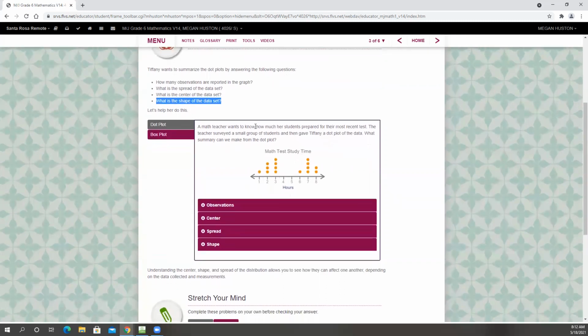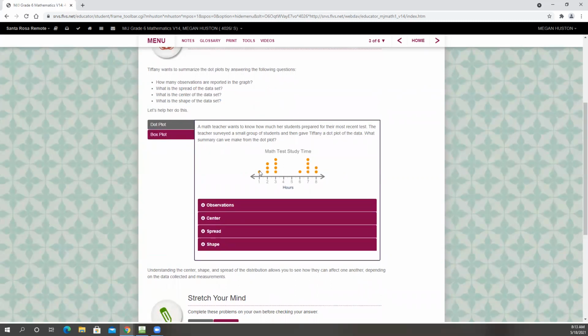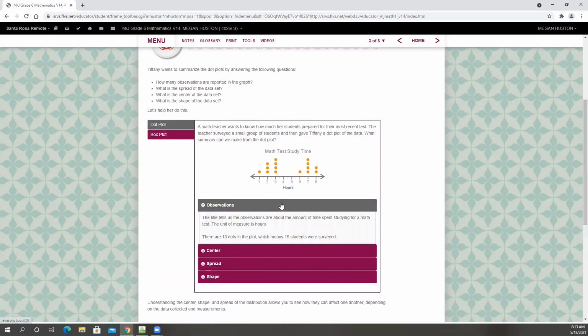So the first one says a math teacher wants to know how much her students prepared for their most recent test. The teacher surveyed a small group of students and they gave Tiffany a dot plot of the data. What summary can we make from the dot plot? It says math test study time, number of hours. The smallest one was 1, biggest is 8. And then you can count how many dots we have. We have 1, 2, 3, 4, 5, 6, 7, 8, 9, 10, 11, 12, 13, 14, 15. So 15 students were surveyed.